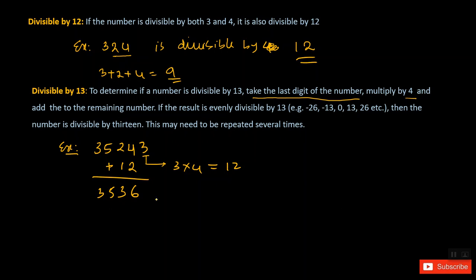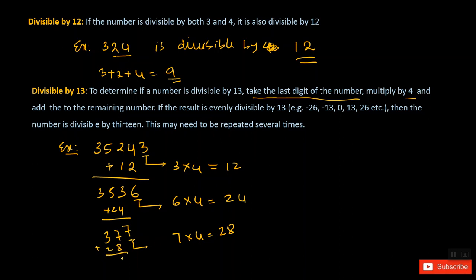Again repeat the same step. Take the last digit here, that is 6, times 4. 6 times 4, what do we get? 24. Add this 24 to the remaining number. 3 plus 4 is 7, 5 plus 2 is 7 and 3 as it is. Again take the last digit here, 7 times 4, it's going to be 28. So add that 28 to this number. 7 plus 8 is 15, carry 1. 3 plus 1 is 4, 4 plus 2 is 6.